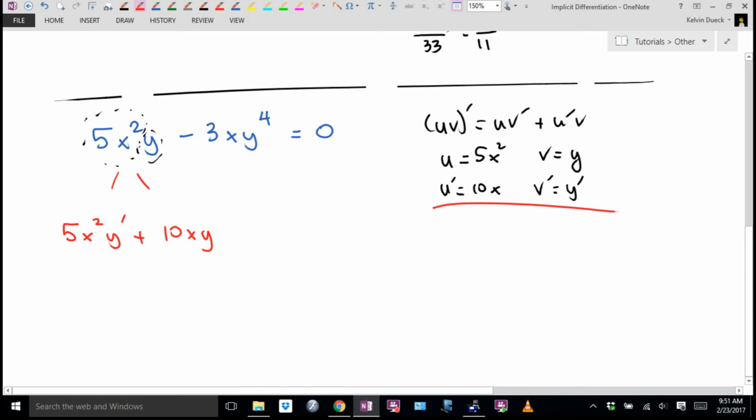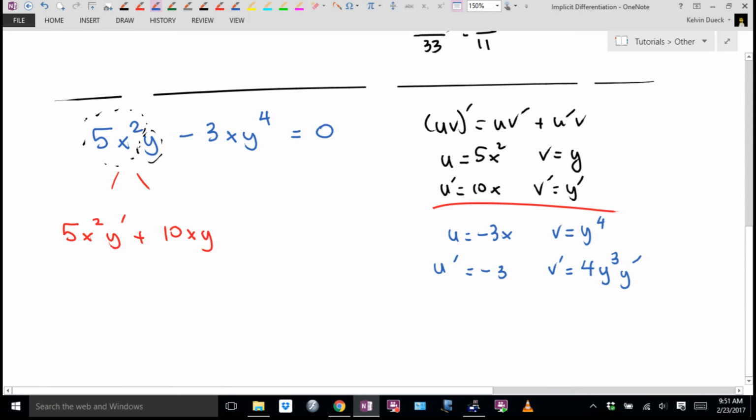Now, you do a zillion of these and you can reach the point where you can do the product rule in your head. Let's take the derivative of negative 3xy to the fourth. It's going to be the same pattern, so I'm not going to rewrite my original product rule. I'm just going to see if I can come up with my substitutions. So u is going to be negative 3x. v is going to be y to the fourth. u prime is going to be negative 3. v prime is going to be 4y cubed times y prime times the derivative of what's left inside.